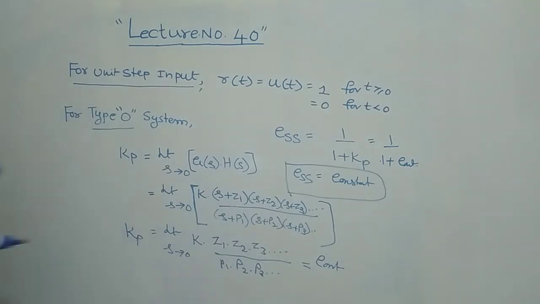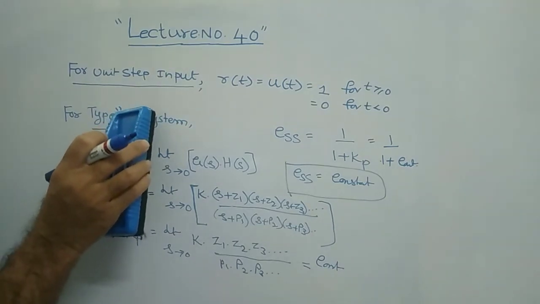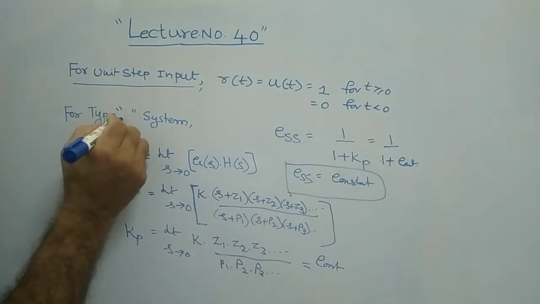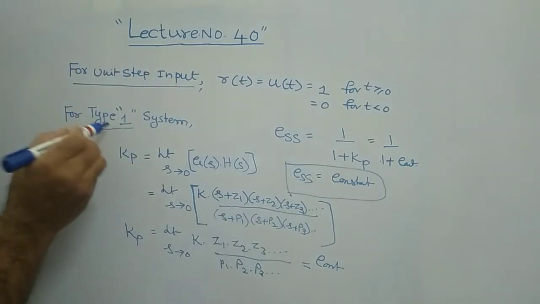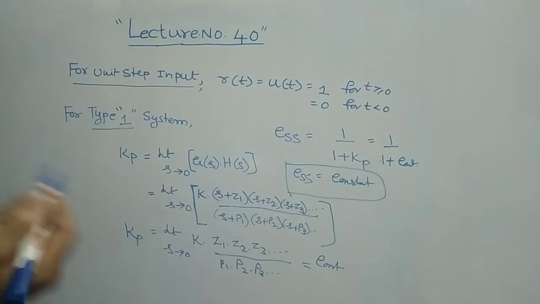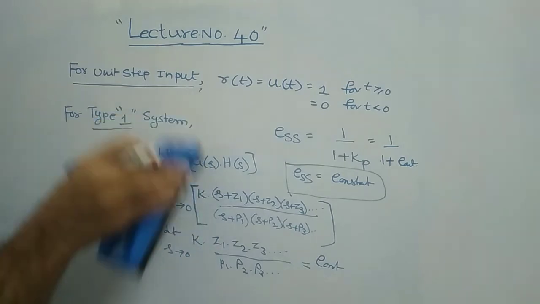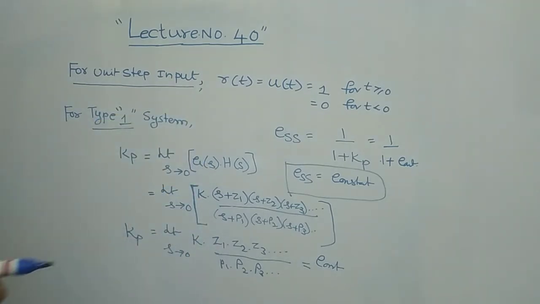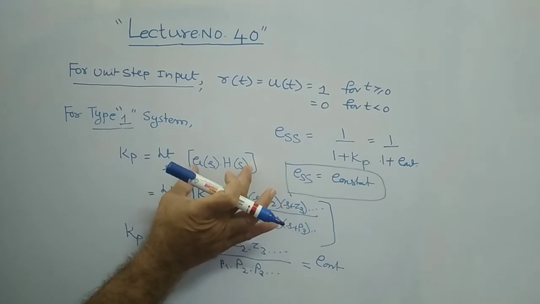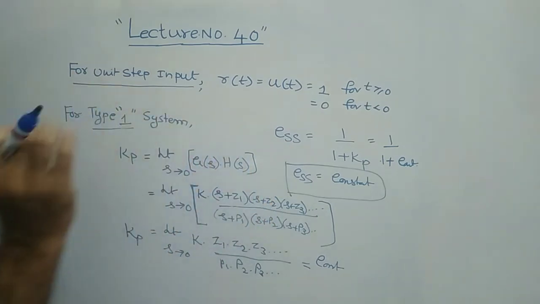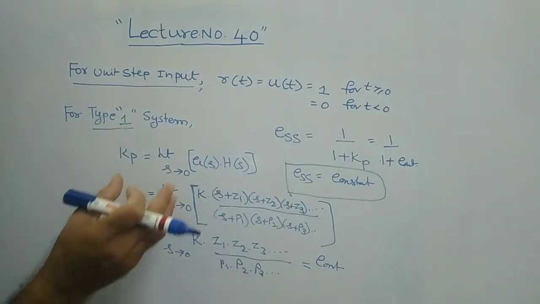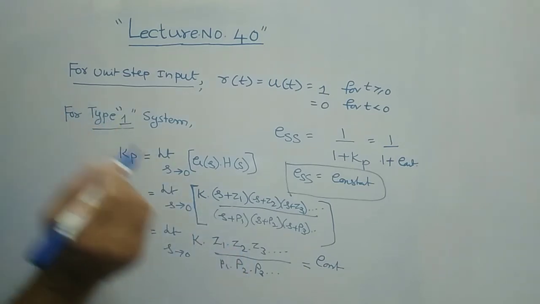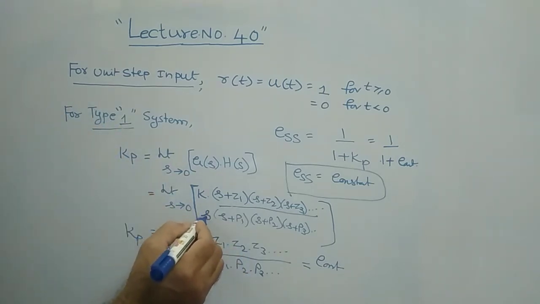And similarly, write for a type 1 system. Now you see a type 1 system with the same input. I consider the same step input, and I am just changing the system. Now I am considering a type 1 system. So everything, the definition, everything is the same. For type 1, only how G of s, H of s changes you must remember. What is the form of G of s into H of s? Very simple. Type 1 is nothing but in the denominator part you will have s, that's all.